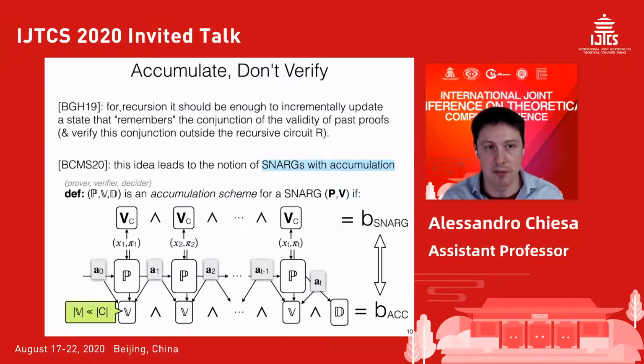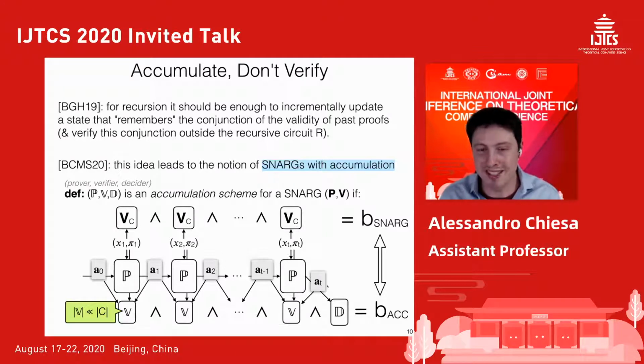Again, here the intuition is that we're going to have a way to succinctly remember the conjunction of the validity of past proofs, but we haven't checked the conjunction yet. We'll check it later on using the decider, okay? So that's the picture of an accumulation scheme for a snark. I haven't said why it's helpful for recursion. I will do that in the next slide. But actually, let me maybe pause for a moment and see if there are questions about this notion.